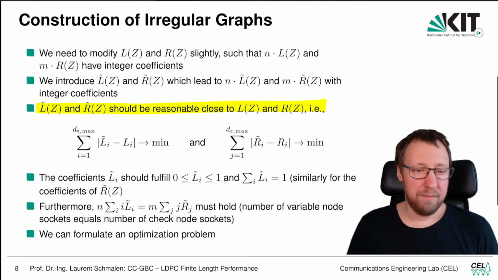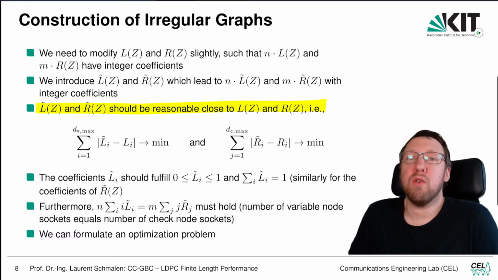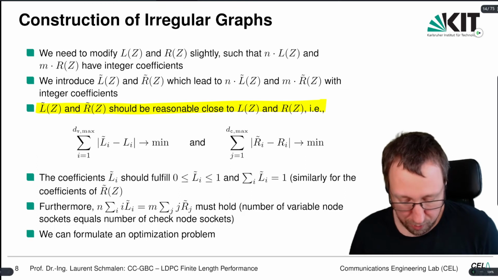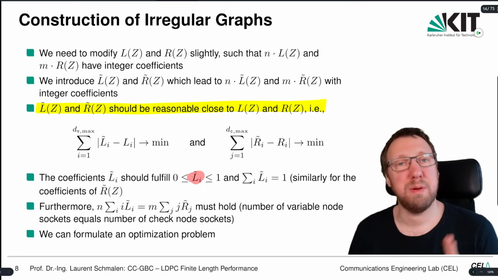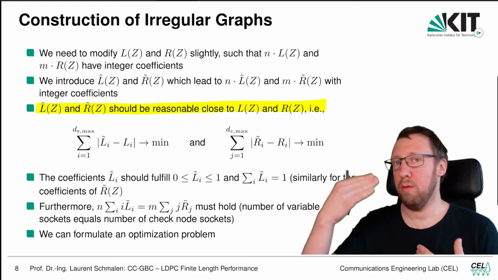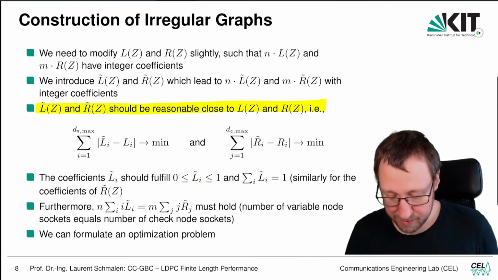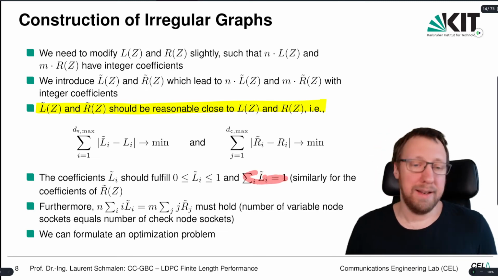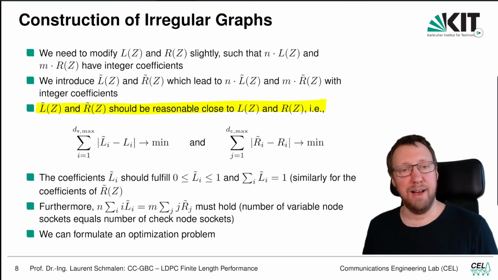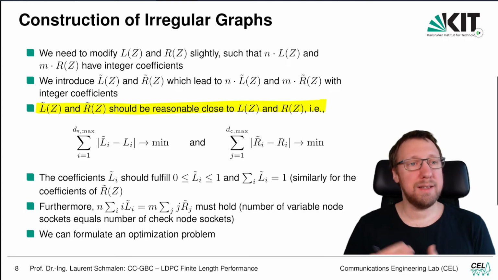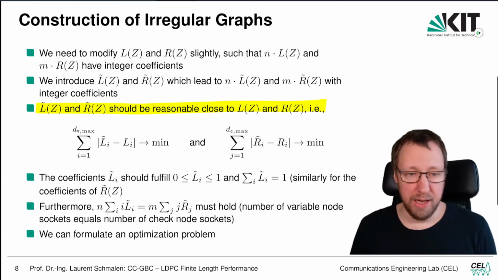Then we should have coefficients Li. They should be coefficients, so they must fulfill some properties. First of all, the values L tilde I must be between 0 and 1, because they are still a fraction. They cannot go above 1. And the sum of L tilde I must be equal to 1. And the same holds for the coefficients R tilde I. R tilde I must be between 0 and 1. And the sum of R tilde I must be equal to 1.